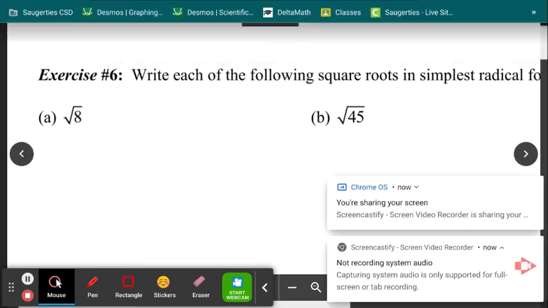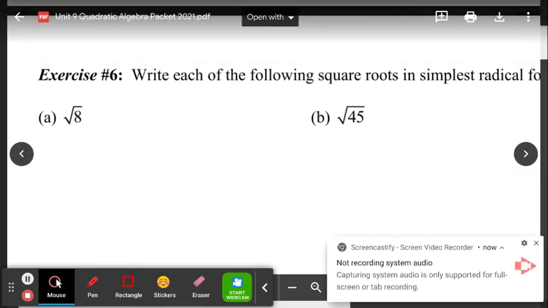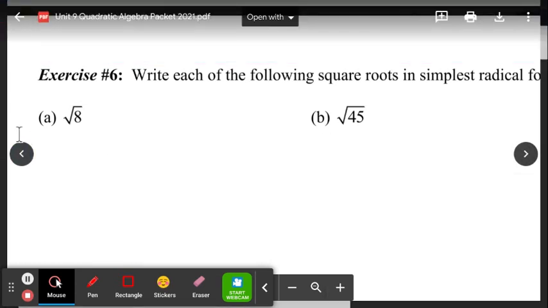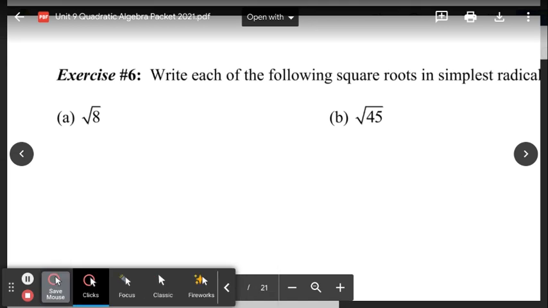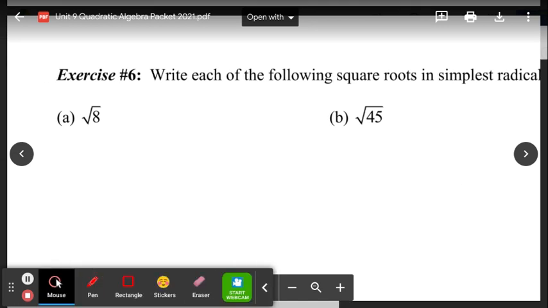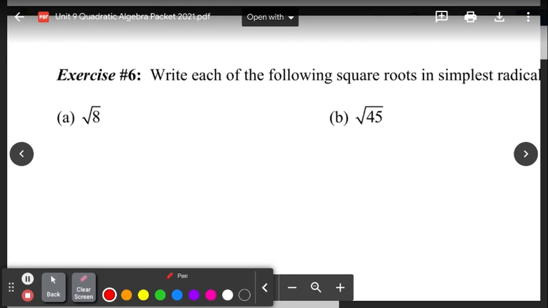Okay, so now we're on page 3 and we are going to practice. My apologies if you can hear people in the background. I'm sitting in the library trying to get this done. Sorry. So let's pick a color.